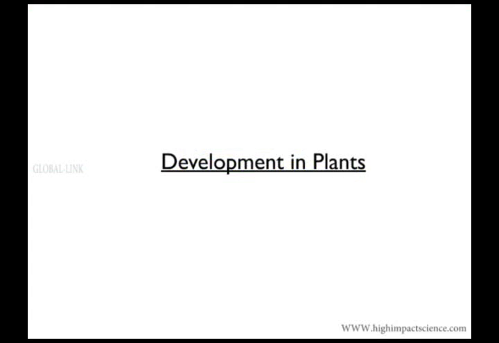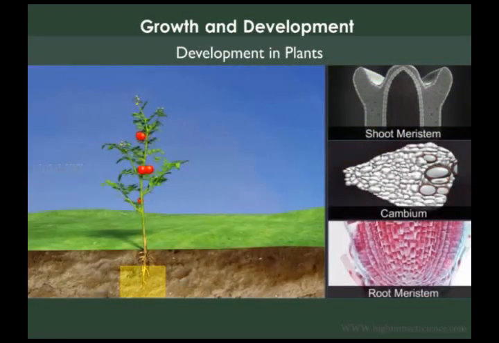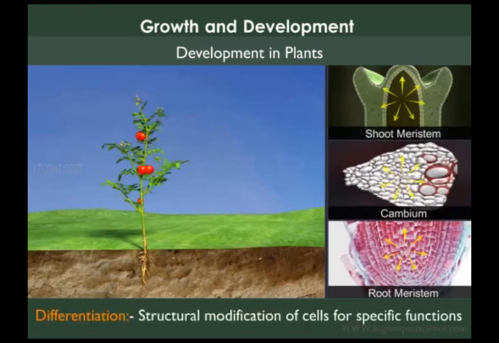Now, plant development. Plant development basically involves maturation and differentiation. We've seen that the root meristem, cambium, and the shoot meristem add new cells. These new cells undergo structural changes for specific functions. This is called differentiation.